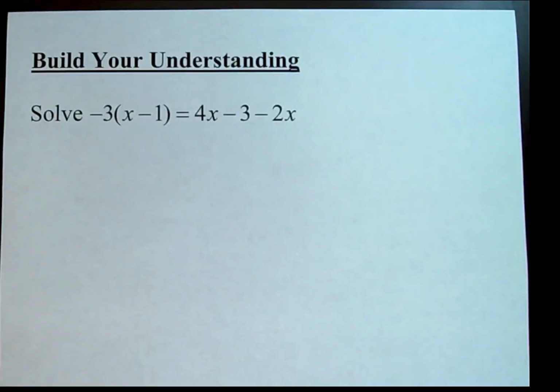Okay, your turn. Solve -3 times the quantity x minus 1 equals 4x minus 3 minus 2x. Please check your solution and then give me the solution set. I'll go over that with you in the next video. So see you then.